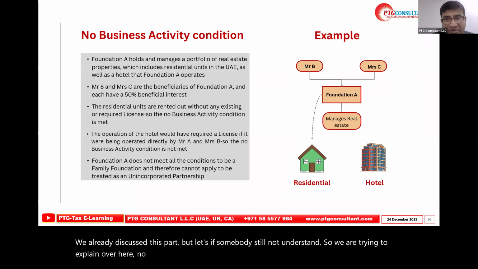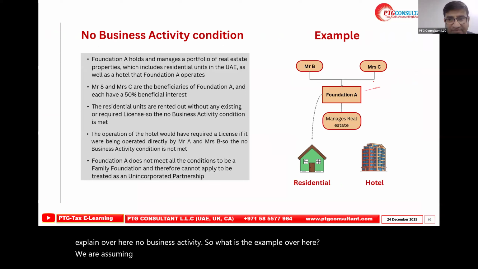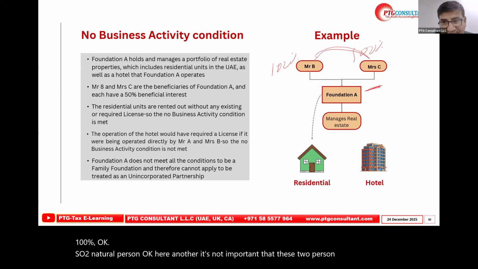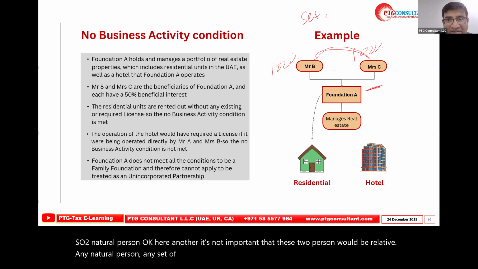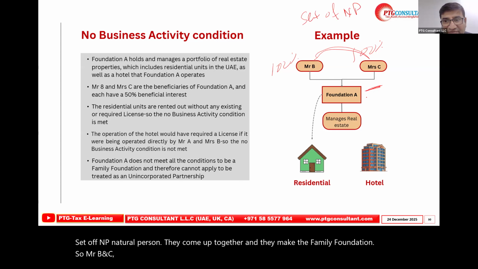So what is the example here? We are assuming that the family foundation is owned 100% by two natural persons. These two persons would be relatives. Any set of natural persons can come together and make the family foundation. So Mr. B and C come together and form the family foundation.